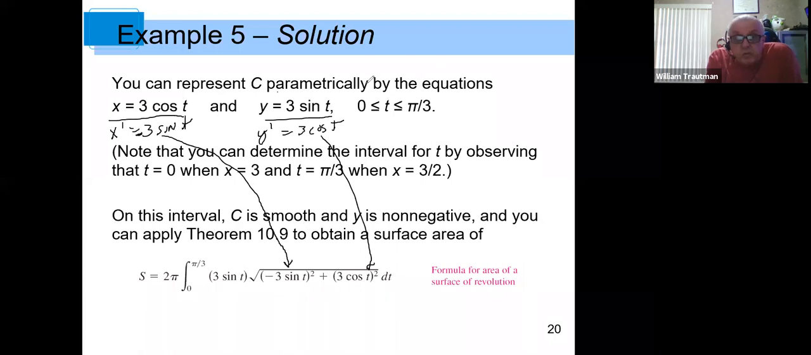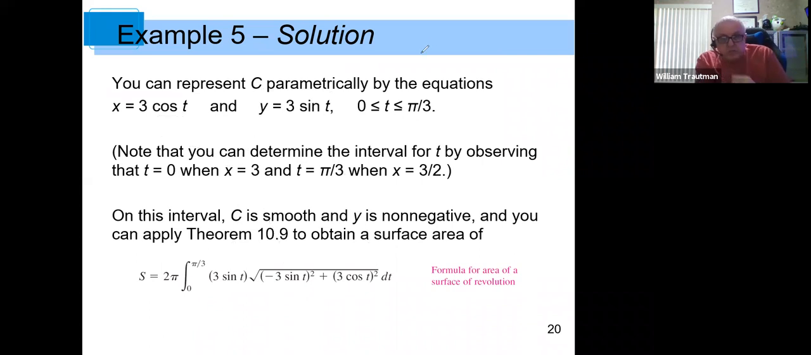We're revolving around the x-axis. So we put the y function in front, 3 sine t in front. And we're going from 0 to pi over 3. Don't forget about the 2 pi in front. And then there's just a little trig and algebra.